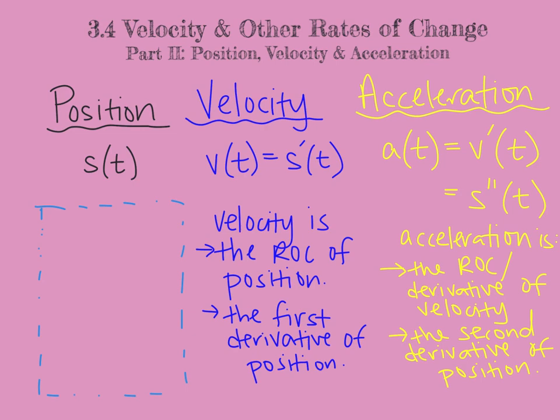Speed is always positive. So speed equals the absolute value of velocity. So regardless of which way you're moving, left or right, or up or down, velocity could be positive or negative. But if you just want to say the speed, you would just say the positive version of velocity.